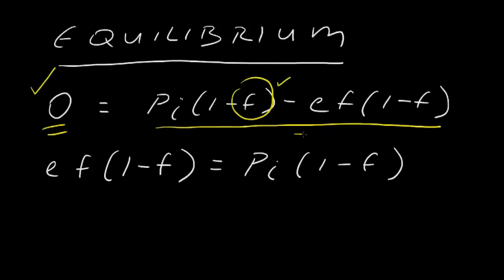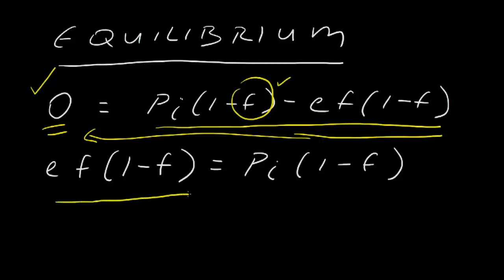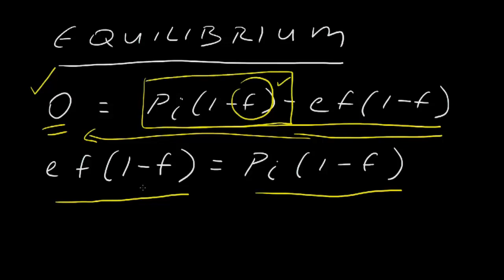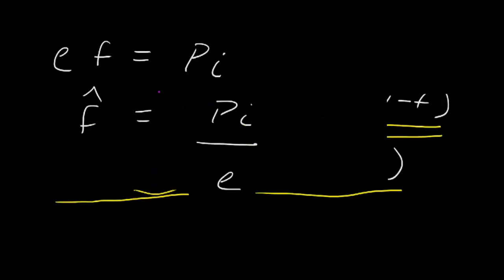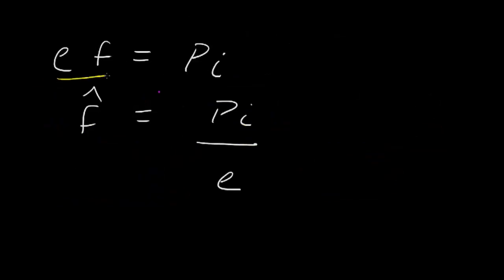So we'll start by taking this part of the equation and bringing it over to this side. We'll add it to this side, and that now gives us EF times 1 minus F, which will equal the remaining portion of the equation. So I'm going to divide now by 1 minus F, and it will cancel this out, and it will also cancel this out. So we now have EF equaling PI. If we want to solve for F, we simply divide now by E, and that gives us the fraction of occupied sites at equilibrium.